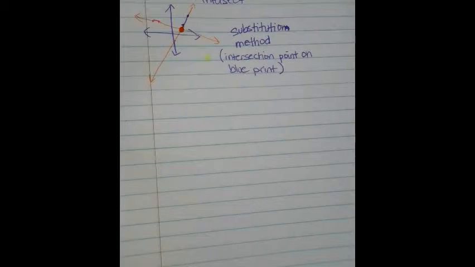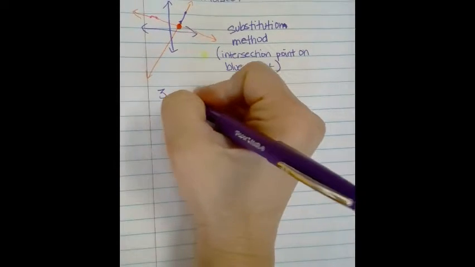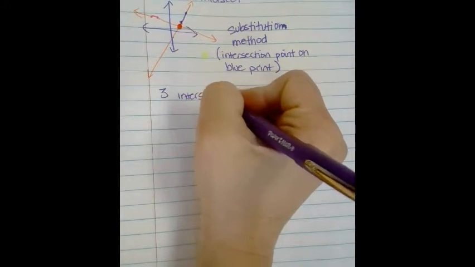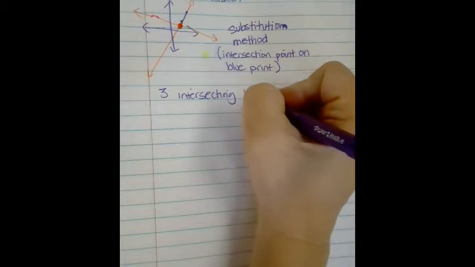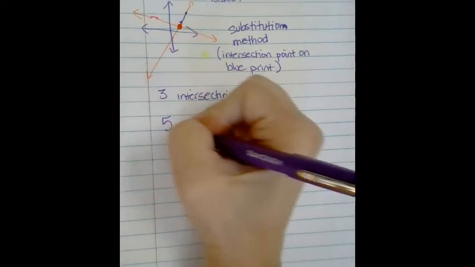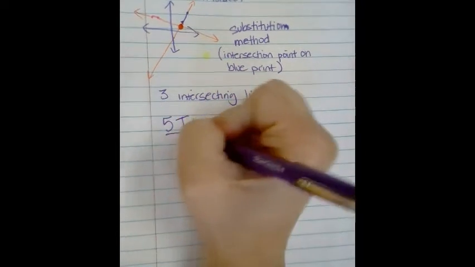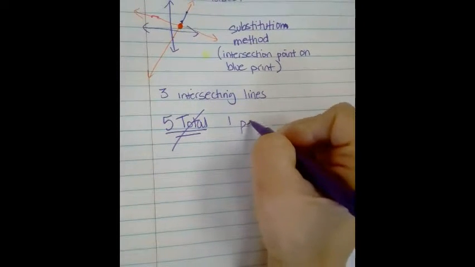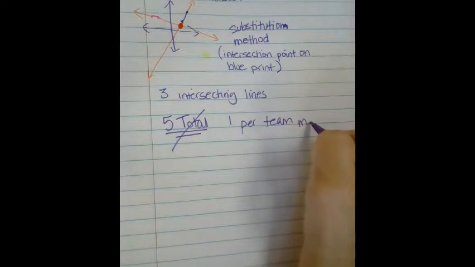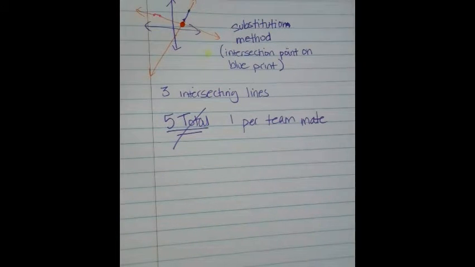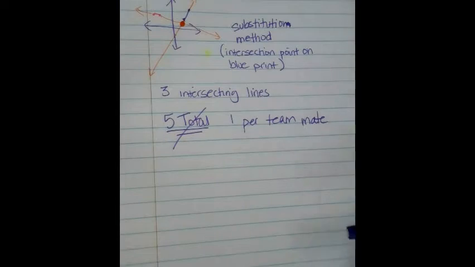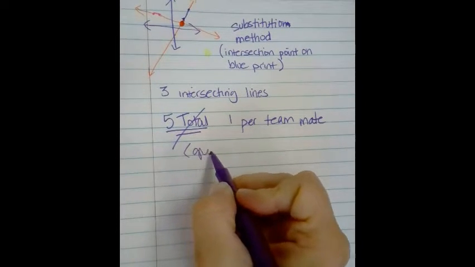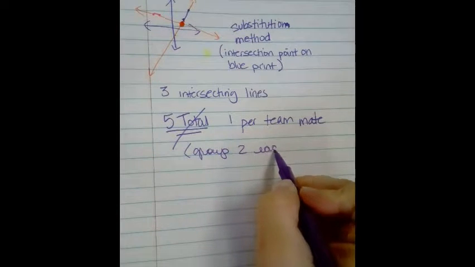All right. You will do this for 3 intersecting lines on the actual assignment that you're turning in. I'm going to ask that you do 5 total before you choose the 3 that you and your teammates are going to submit. You know what? I'm actually going to say 1 per teammate now that I remember the way that it is loaded into Google Docs. So 1 per teammate. With the exception of the group of 2, you're going to do 2 each.